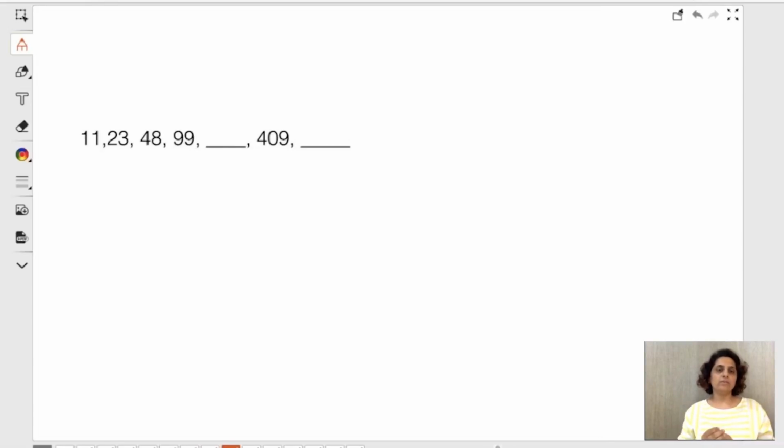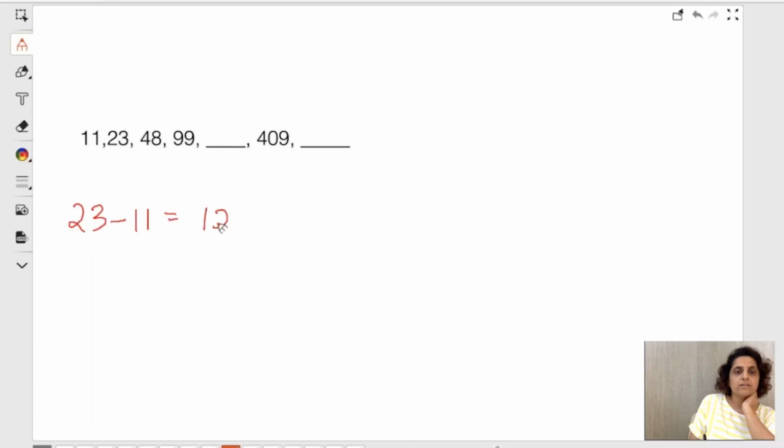Okay, 11, 23, 48, 99, 409. Same method, let's first calculate the difference between the consecutive terms of the series. So what is 23 minus 11? That's 12. Now let's find out 48 minus 23. So what's the difference between 48 minus 23? That's 25.